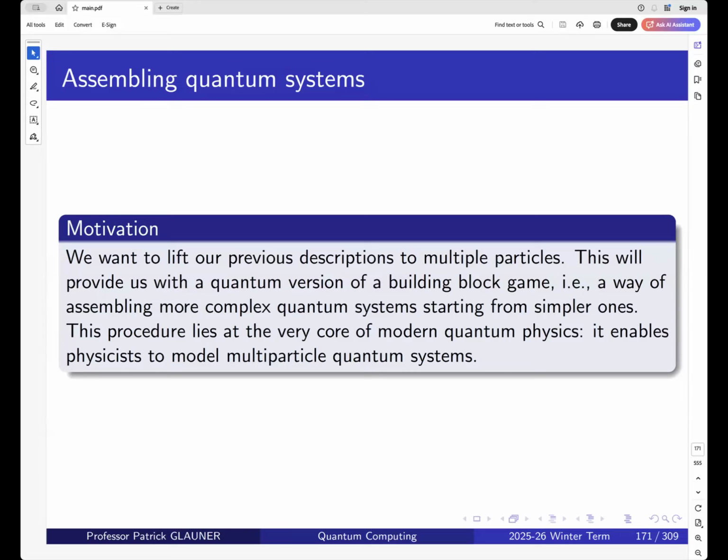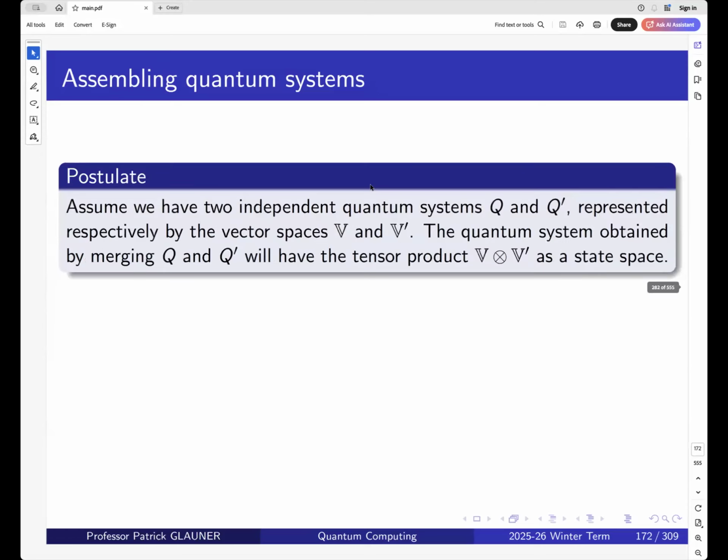And each qubit could be seen as a system, so we somehow need to assemble them to run operations on multiple qubits at a time. So we need to know how to assemble quantum systems. And say we have two independent quantum systems, Q and Q prime, and they have their vector spaces V and V prime. And if we want to have this quantum system by merging Q and Q prime, what we need is the tensor product of V and V prime. And this will be the new state space.